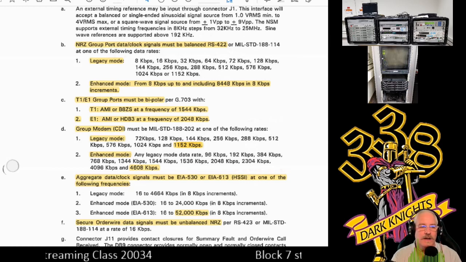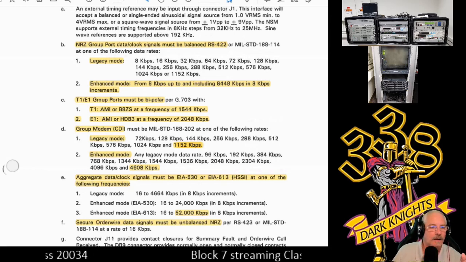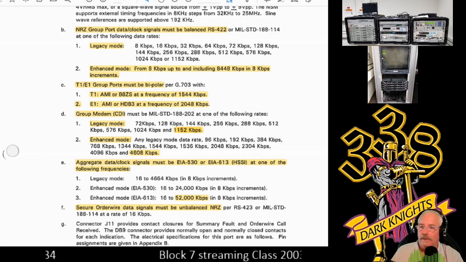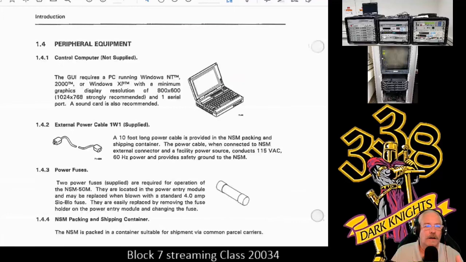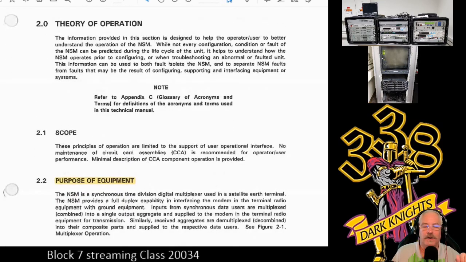You'll notice it says must be unbalanced NRZ. In other words, it's on a B and C cable. So that's the first part of where you can find all the data rates and what ports they go to. This is what the equipment looks like. The peripheral equipment is a tough book that you'll be running. It is connected. We have the theory of operation.